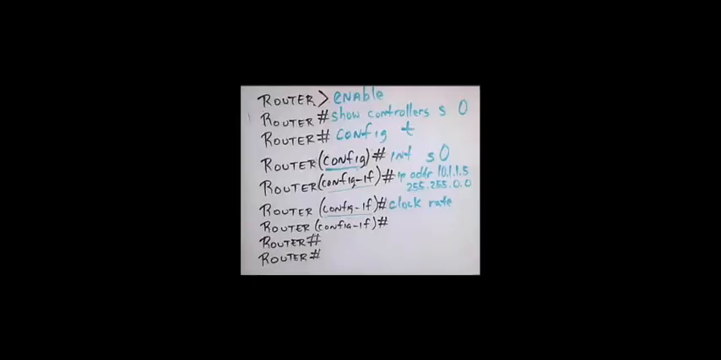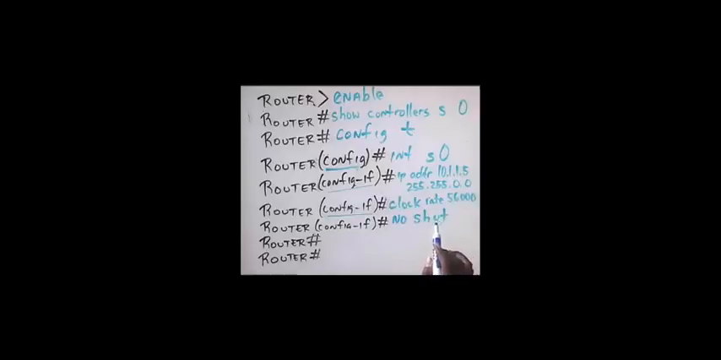Once you've determined what a valid clock rate would be, the clock rate would be indicated. Say for instance we want 56K, 56,000. So clock rate 56,000. Let me move that over so we can see that. Clock rate 56,000. Press enter. Notice we're still at the config-if prompt, the interface configuration mode prompt, at which point now I can issue the command no shut or no shutdown to enable the interface.